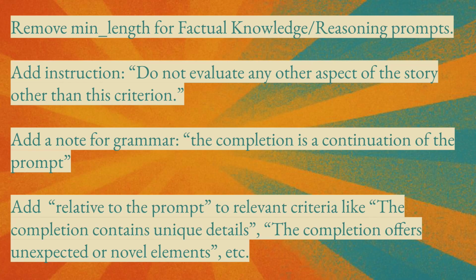So the completion giving unique detail to the story world is relative to the prompt. If the prompt has a talking tiger and the completion has a talking tiger, then the completion does not contain unique details. But if the prompt has a talking tiger and the completion has a description of the tiger or a description of where the tiger is living, or the tiger's hobbies, that would be considered unique details to the story world.